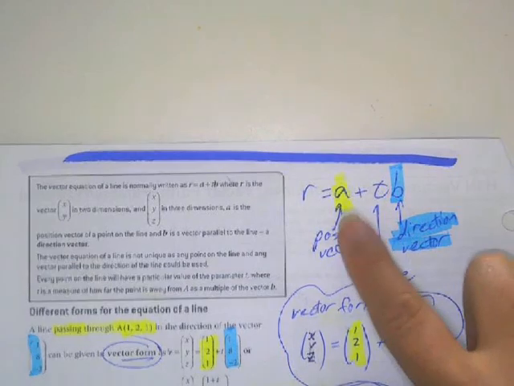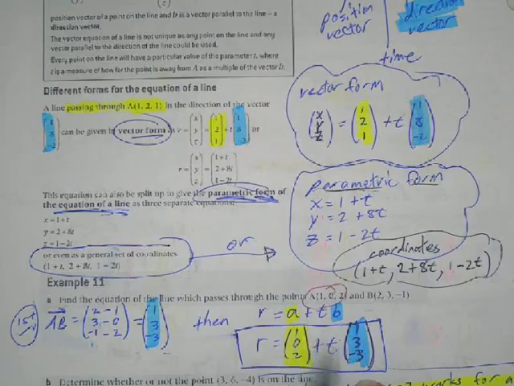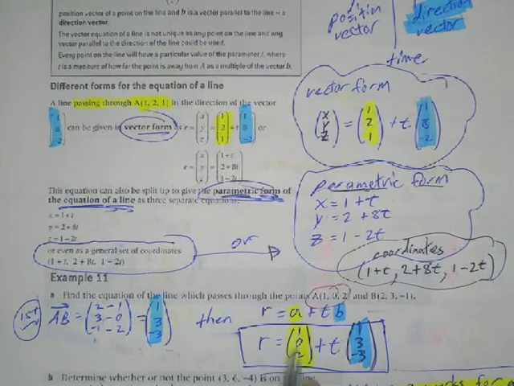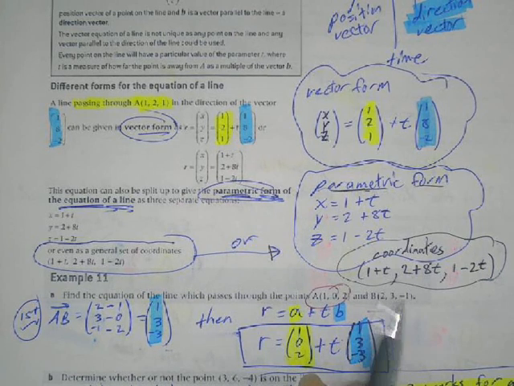Now, position truly doesn't matter. I could put 1, 0, 2 here. I could put 2, 3, negative 1 here. It doesn't matter which position I put in, because both of these positions are on the line. It doesn't matter which one you put here. Okay?